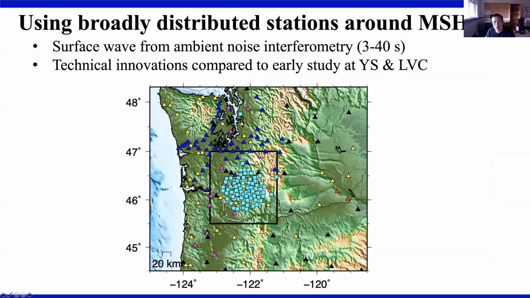Also, in order to increase the aperture of the array so we can see deeper parts of the reservoir, we also include many more stations, more than 200 of them, in terms of getting the signal from the noise. There are quite many technical innovations compared to the earlier studies in Long Valley and Yellowstone. But because of time, I cannot go into the details, so I would like you to trust me that I'm doing it in a reasonably good way.